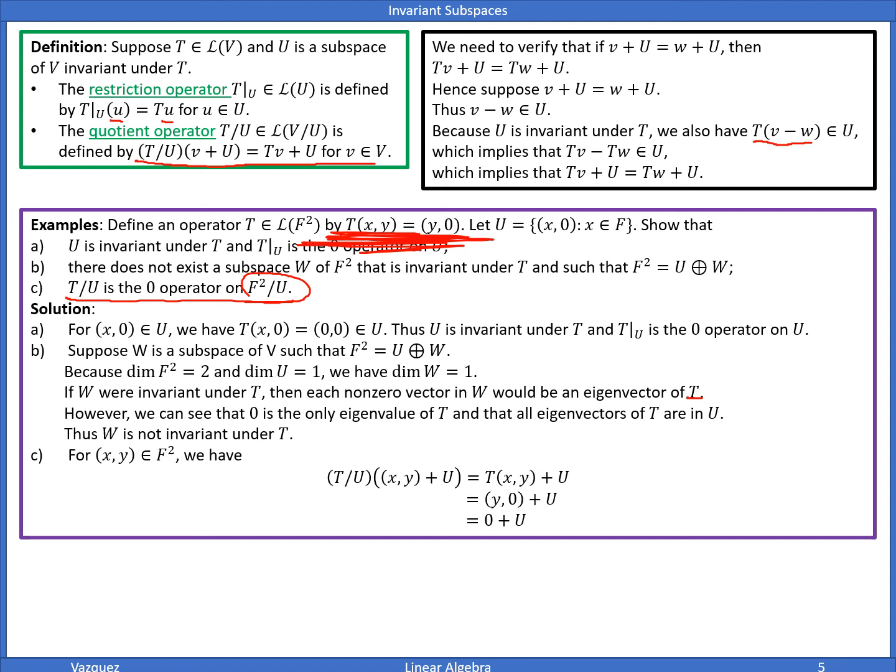So this last equality holds because, just so you can have it as a reminder, not just me saying it, (y,0) is in U. Right, so this shows that this quotient mapping is indeed the zero operator.